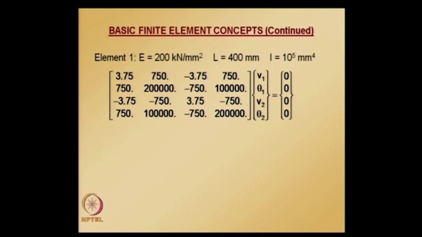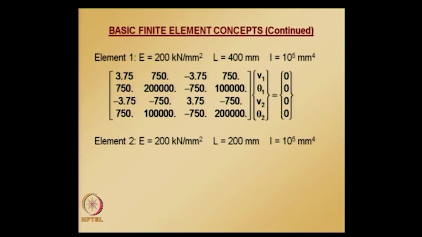And if you see, there are no applied loads in the first span, or element 1. There are no loads applied, so all the force vector components are 0. And for element 2, please note that the direction is positive if the load is applied upward, and if it is applied in the downward direction it is negative.